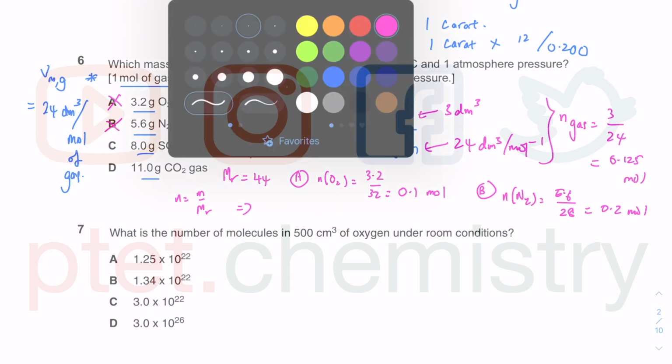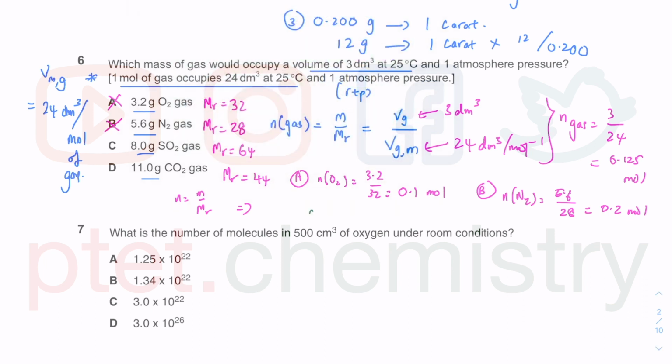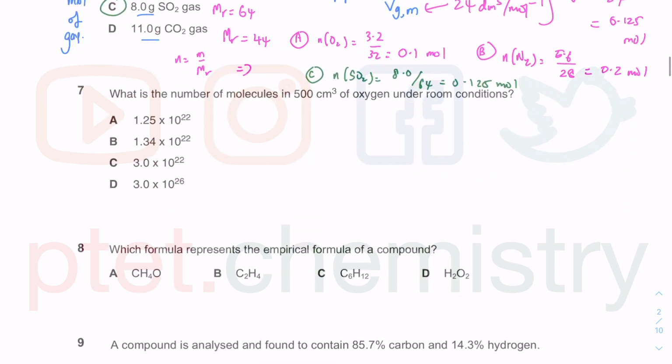How about if I try the next one? For C, the moles of SO2 is 8.0 divided by 64. I get 0.125 mole, which is exactly what I need based on the 3 dm³ of the gas. So C is the answer there. You could check D, but I already got my answer, so I should move on.